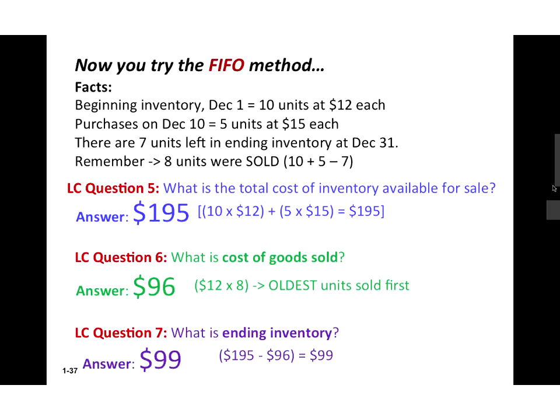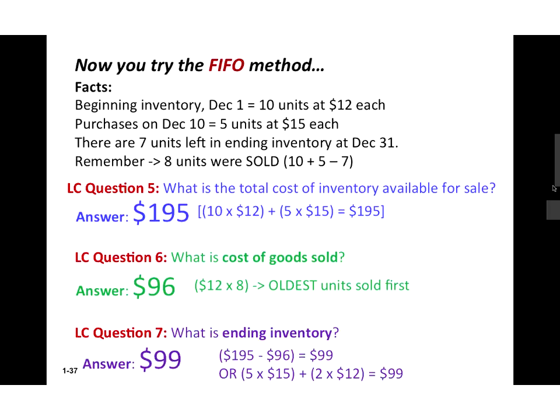Okay, I'm going to show you this one because I want to show you 2 ways. Now, the method that I just showed you at the top is the 195 minus 96. So we're taking the total available minus the cost of goods sold gives us a 99.